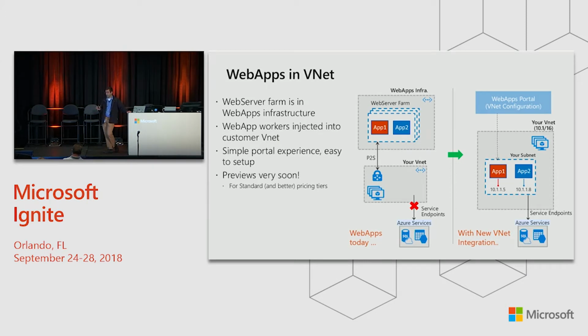But now with VNet integration, just like ACI, you drop the app directly into the VNet. The server farm is still in the web apps infrastructure. The apps are now running in your VNet, and you have full access like what we saw earlier. And this is going to be previewing very soon. It's going to be available for standard and better pricing tiers of web apps. With that, I'll actually show you a demo of how ACI works.